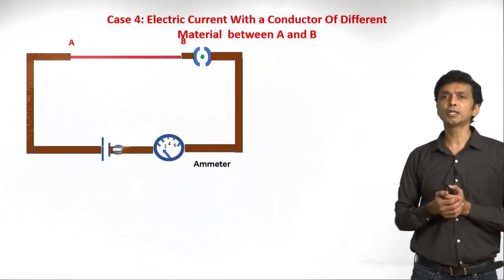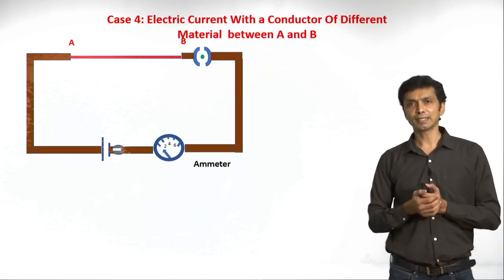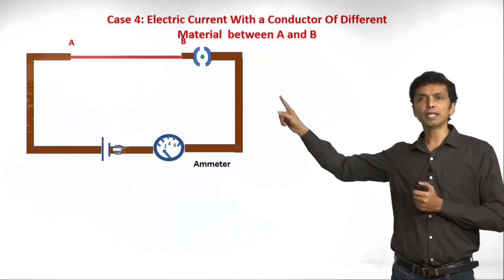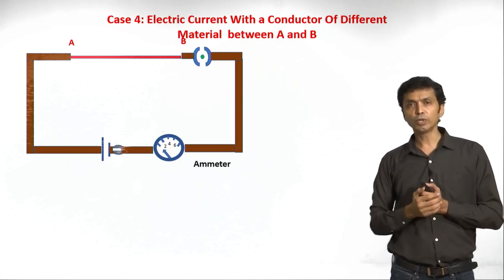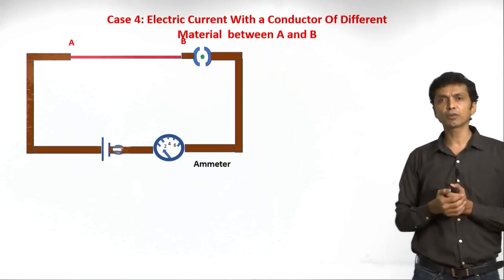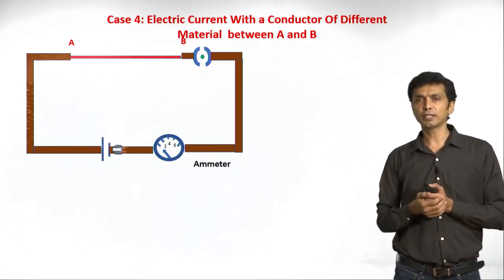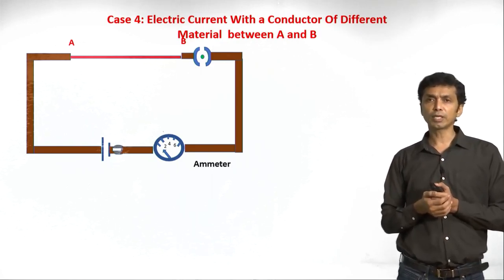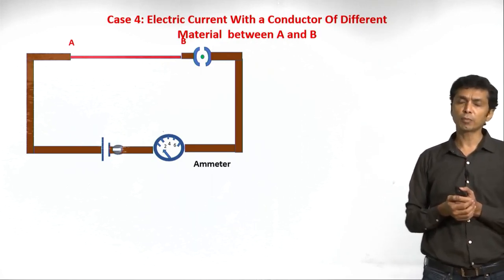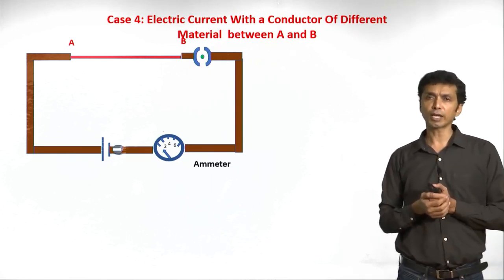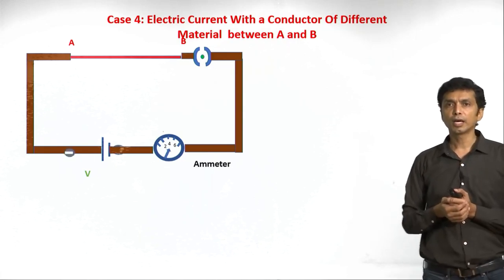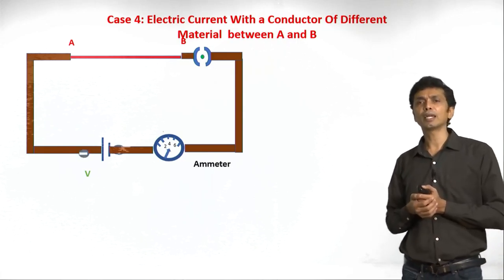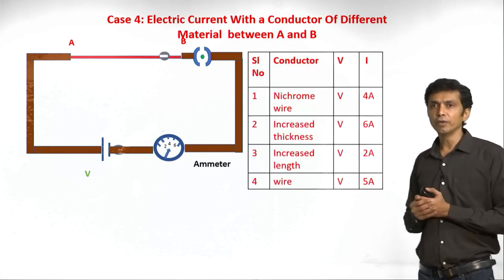We are changing the material of the conductor. The length is the same, and the thickness of the wire is the same. We are only changing the material. Earlier we took the nichrome wire, and we are taking some other wire here. Let us see whether we will again get the same amount of electric current which we got in the nichrome wire. Now, we have got around 5 amperes of electric current in the ammeter. We will note it down.